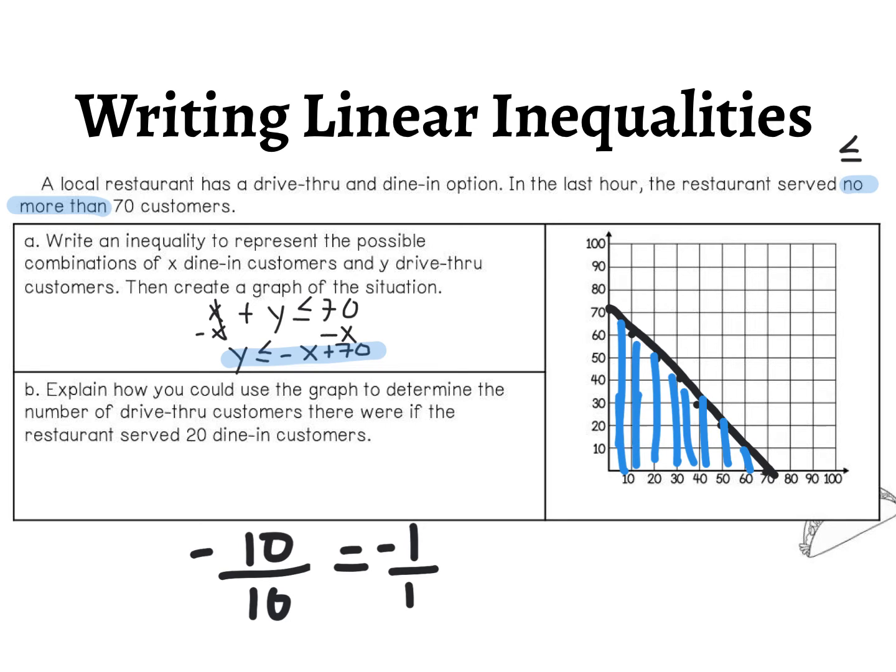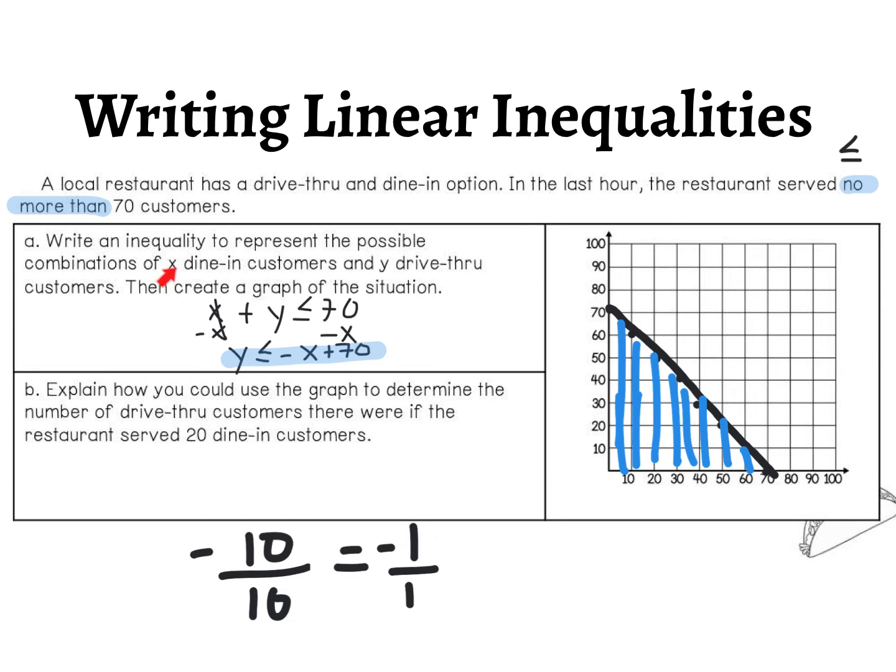Anything in that shaded region can be a combination that the restaurant had in the last hour. Right? And if you think about it, you could have 20 dine-in and you could have 30 drive-through. 20 plus 30 is 50, which is still less than 70 customers. Explain how you can use the graph to determine the number of drive-through customers there were if the restaurant served 20 dine-in customers. And that's really what I was talking about. Right? Anything in that shaded region, we should be good.